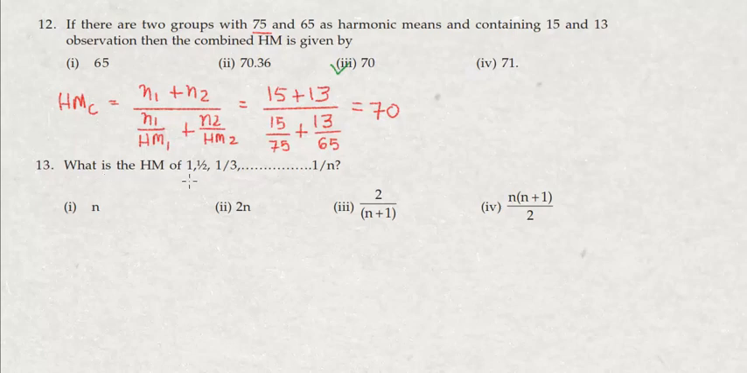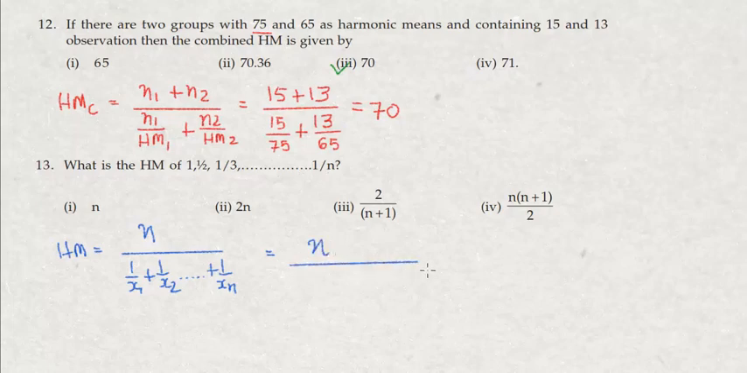What is the harmonic mean of 1, 1 by 2, 1 by 3 up to 1 by n? So here the formula for the harmonic mean is equal to n divided by 1 by x1 plus 1 by x2 all the way up to 1 by xn. Let's put our given figures in the formula. Our n is n here, meaning we have n numbers here, so it is n divided by 1 divided by 1. 1 is the first observation here, plus 1 divided by 1 by 2.